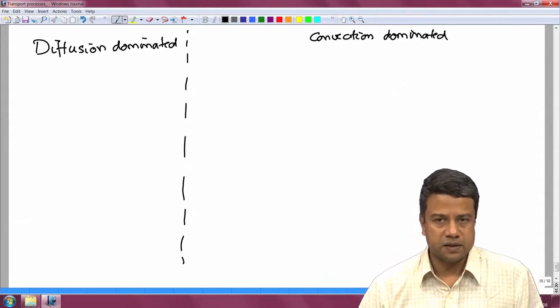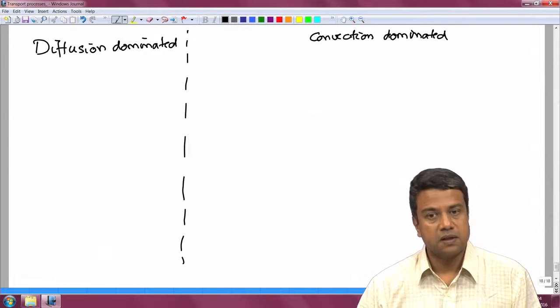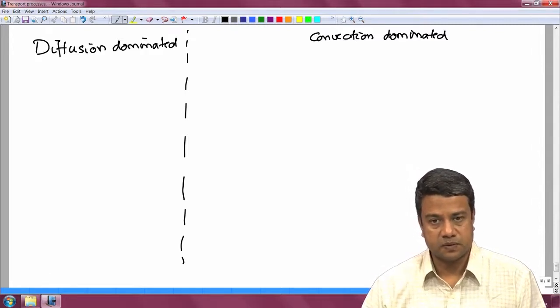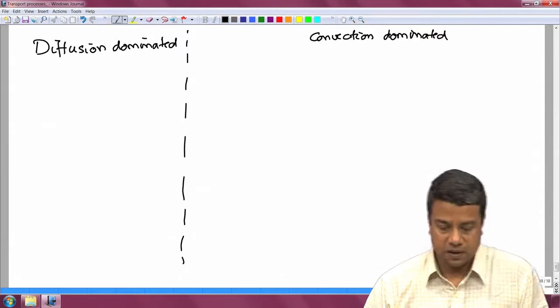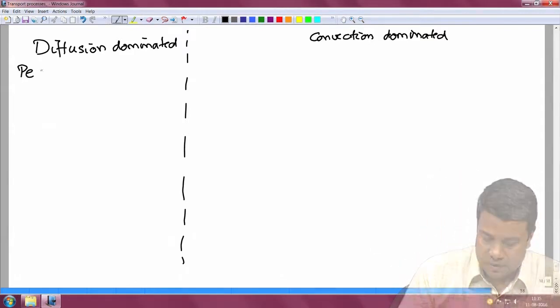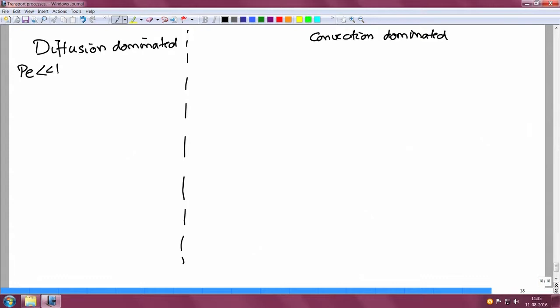In the diffusion dominated regime, the Peclet numbers are small. I told you the Peclet numbers are the ratio of convection and diffusion. So if diffusion is the fastest mechanism of transport, then the effect of convection is small. So this is in the regime where the Peclet number is small. That is, the Reynolds number times the Prandtl number for heat transfer is small, and the Reynolds number times the Schmidt number for mass transfer is small. For momentum transfer, it is the Reynolds number itself. So this is the regime when the transport is diffusion dominated.